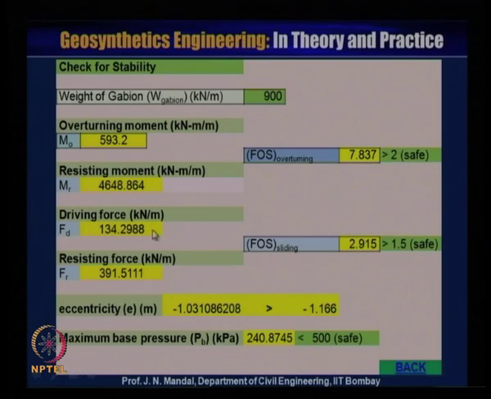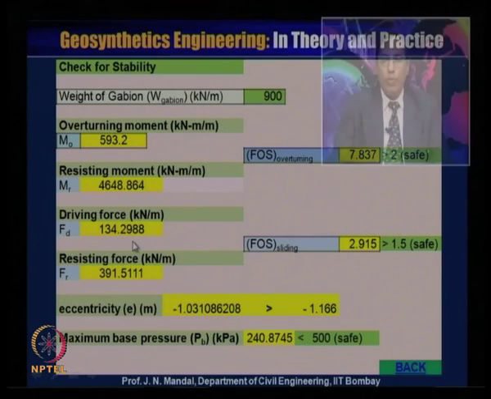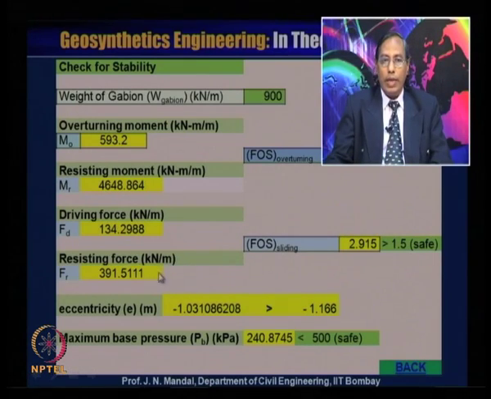Now, also check the driving force, that is FD 134.2988, and the resisting force FR is 391.5111. So, you check the factor of safety against sliding. So, this will give you 2.915, which is greater than 1.5, also safe. And eccentricity e is minus 1.03, which is greater than minus 1.166.